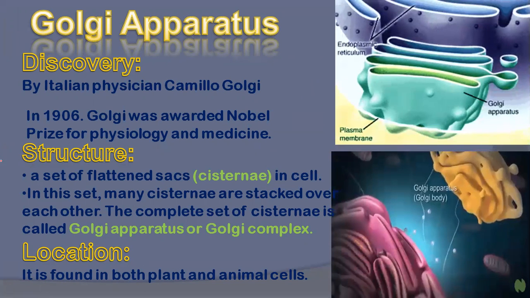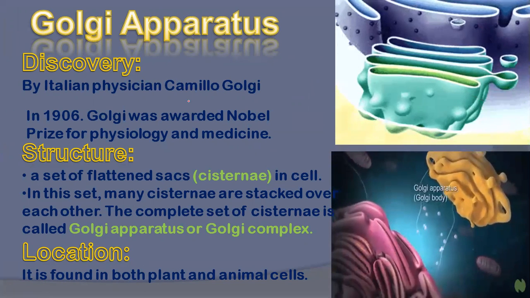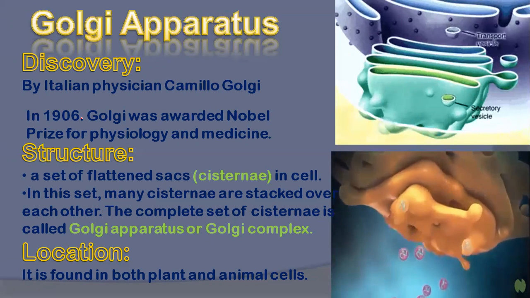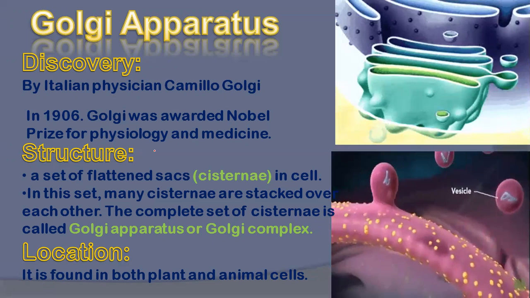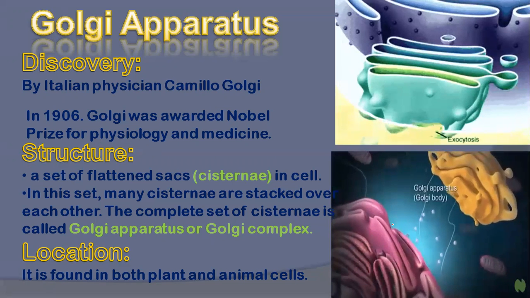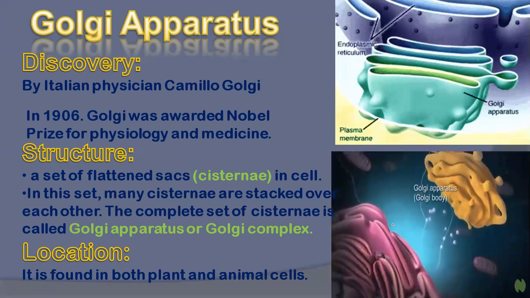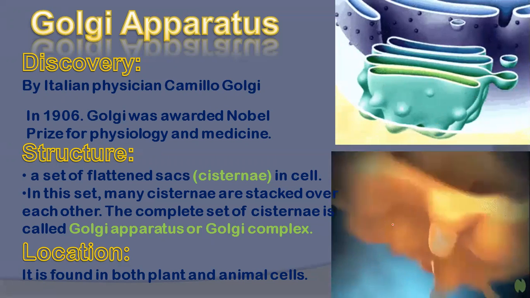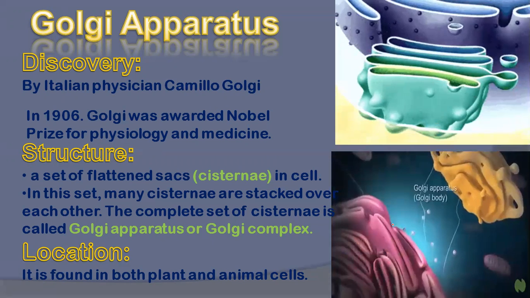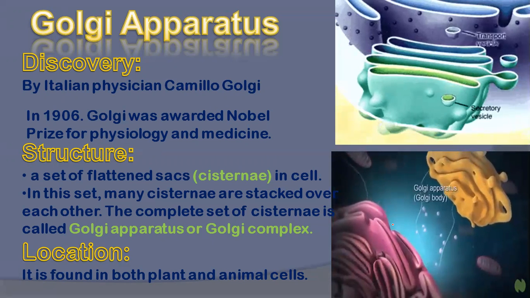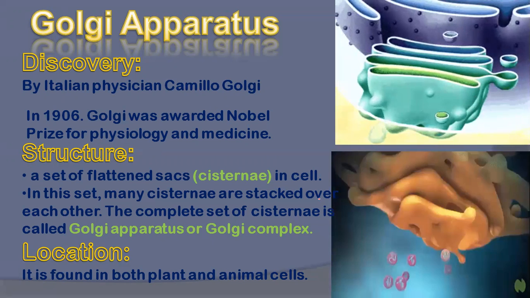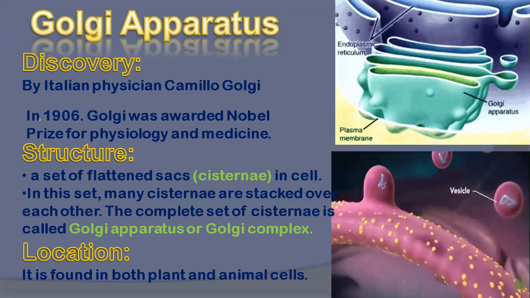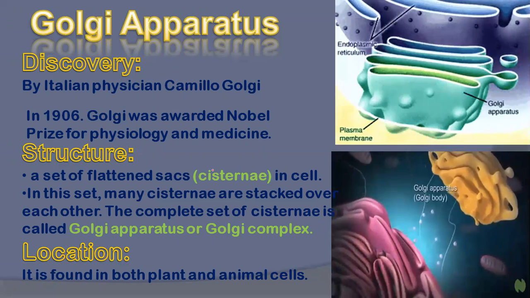The Golgi apparatus was discovered by Camillo Golgi, and he was awarded the Nobel Prize in physiology, because he also discovered the function of the Golgi apparatus. Physiology means the study of the functions of different organs or organelles inside the body. He also worked on medicines, in 1906.